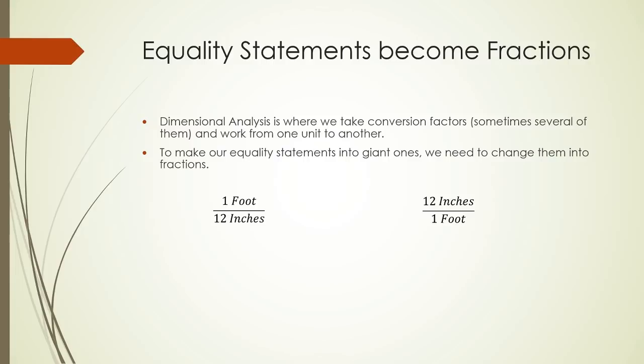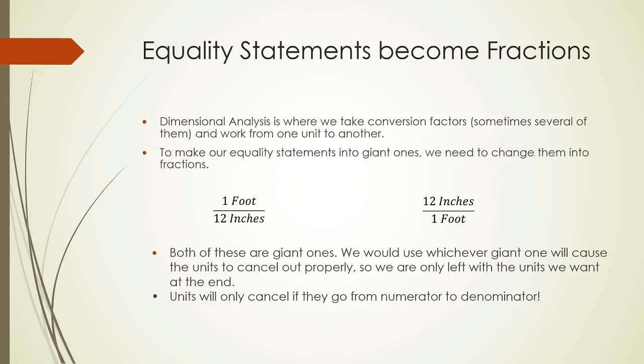Well, here we're actually dealing with giant ones that come because of the equality of two units. So a foot is 12 inches. So 1 foot divided by 12 inches is 1. Well, you could also write it as 12 inches over 1 foot. That's going to come into play later on when we're trying to ultimately cancel out from the numerator to the denominator.